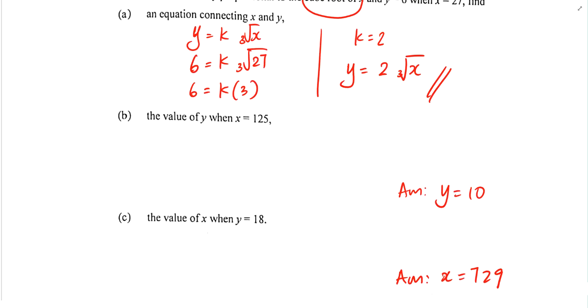Part A. Oh, sorry, part B. Who needs me to go through part B? What about part C? I think some of you need help for part C. So part B, I shall not go through. Part C.